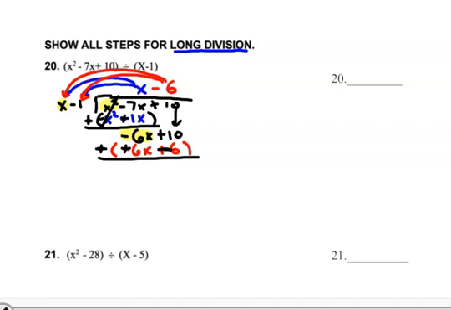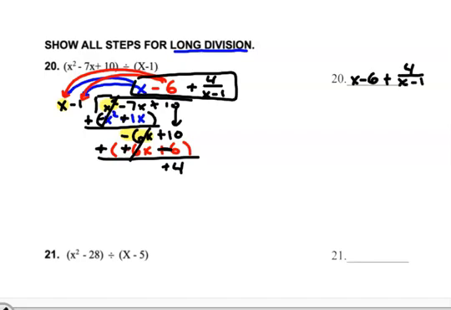Okay, 10 minus 6 is what we're doing there. The 6x cancels out the negative 6x. We have 10 plus negative 6, which is 4. There's nothing left to bring down, so this becomes our remainder. Since it's a positive 4, we write plus, and then we have 4 over whatever we were dividing by. This time it was x minus 1. So our answer is x minus 6 plus 4 over x minus 1.